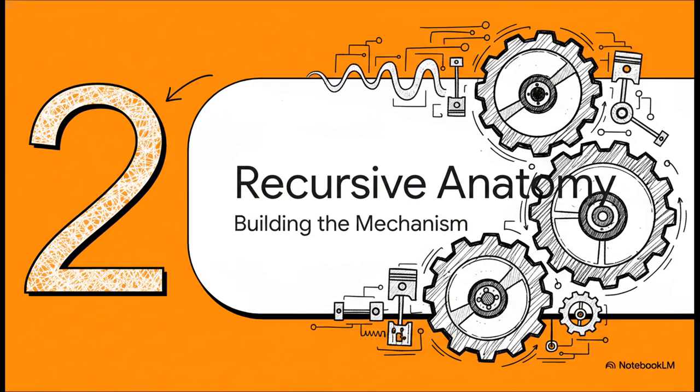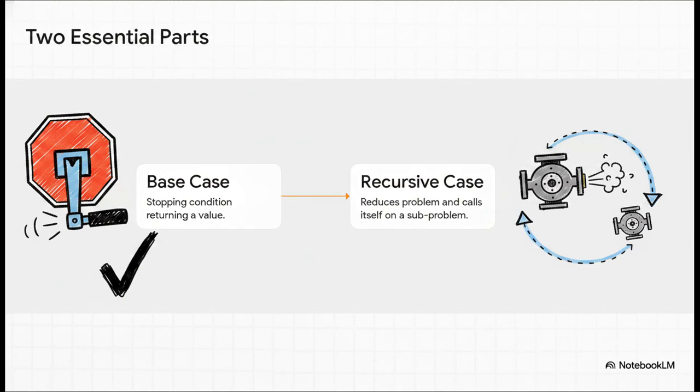Which brings us to Section 2, Anatomy of a Recursive Function, Building the Mechanism. Let's peek under the hood at the two essential gears making this algorithmic engine run. What's really interesting here is how perfectly these two elements interact to solve our problem.